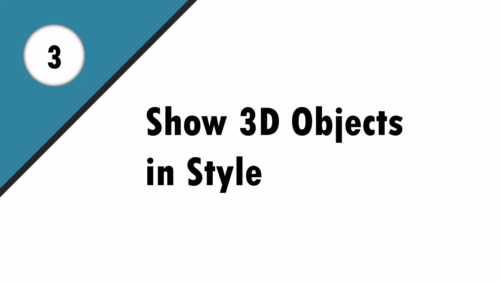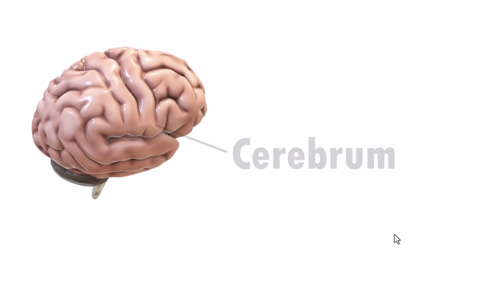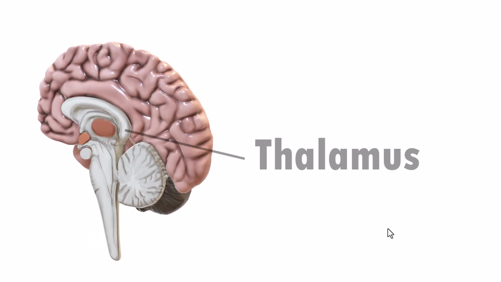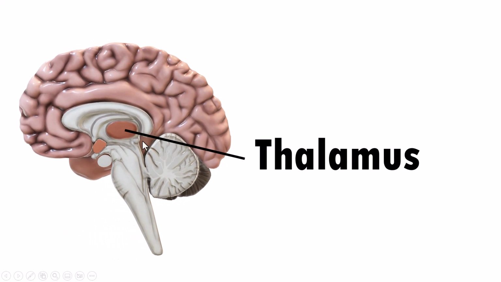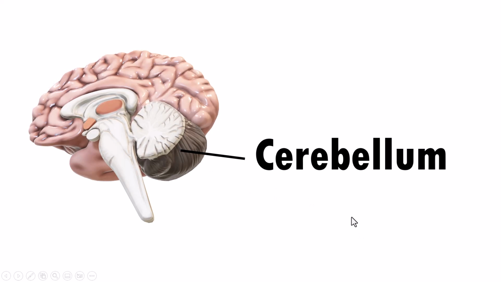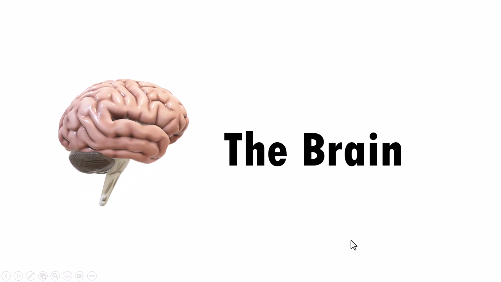The third and final PowerPoint Morph trick is to show 3D objects in style. We all know how to achieve something like this. Let us say I want to talk about the brain. I can use this 3D model available in PowerPoint. On a click, I say the top layer that you see here is called cerebrum, and then let us see on the other side, here we see thalamus, and then I move the object and I can show cerebellum, and then I can move this a little bit more and I can show spinal cord, and then I can conclude saying that that is how the brain looks.